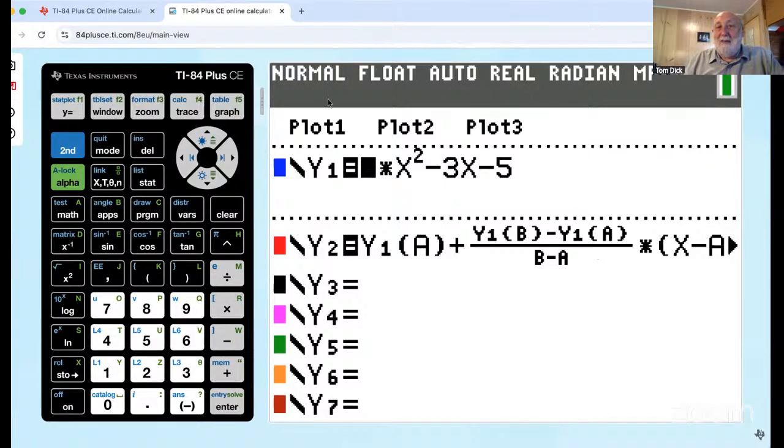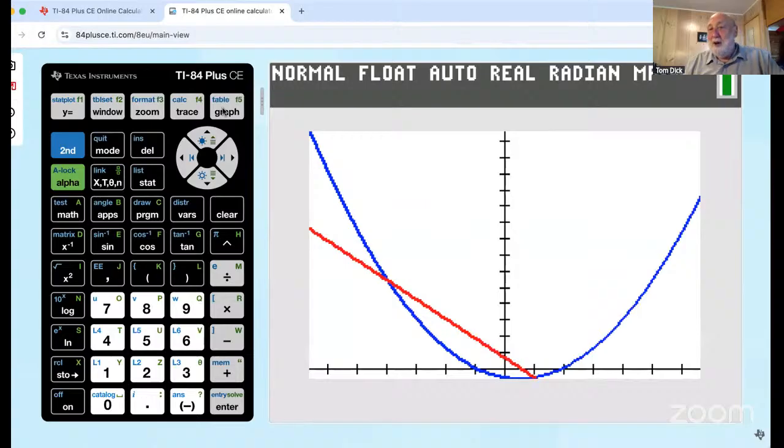So let's just graph this and see what happens. Boom, there we go. There's our secant line, just like that. And I think that looks pretty similar.